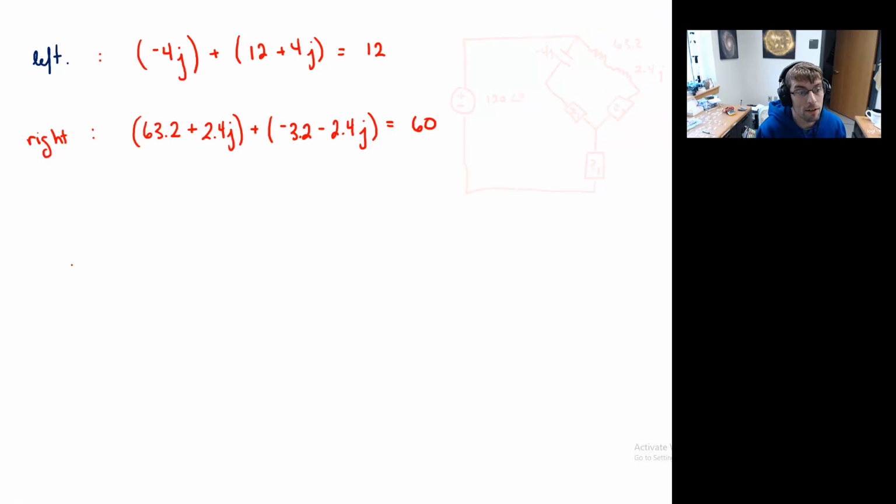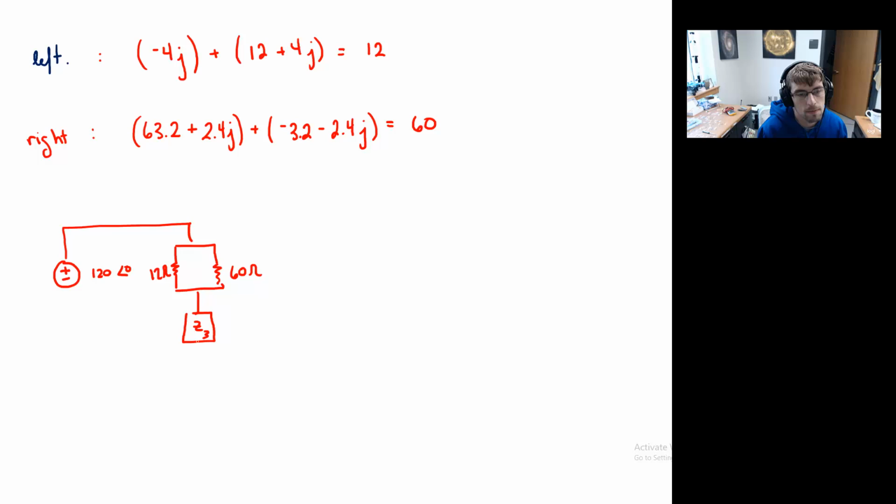So now what do we have? We have our power supply. And notice that was a 120 at 0 degree phasor. We have 2 branches, one which has 60 ohms, and one branch that's at 12 ohms, excuse me. And then we go into Z3. Well, now notice there's no imaginary components to the left and right branches. We'd say that they're purely resistive. They don't have any imaginary components.